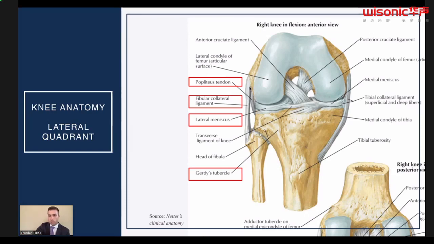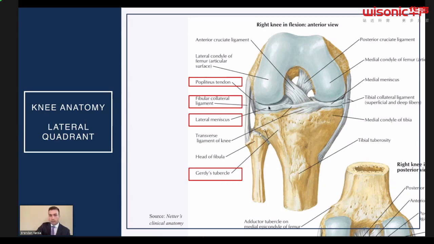And it's important to note, the only reason I like this picture is you can see where you're evaluating: this LCL right here, its attachment onto the lateral condyle of the femur. So it's going to be really in proximity to that popliteus tendon. And so if you're taking a view of the LCL in that area, then you can also take a look at the popliteus tendon as well.